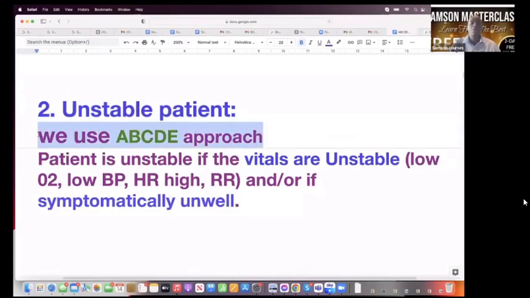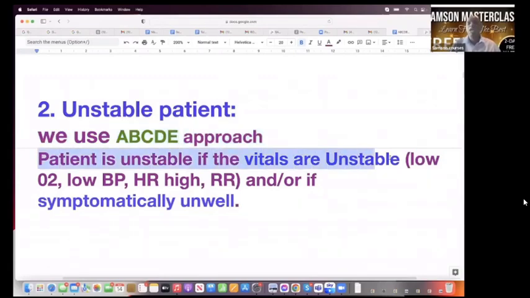If the patient is unstable, then we have to use the ABCDE approach to assess the patient. The patient is unstable if the vitals are unstable or look abnormal, let's say low oxygen, low blood pressure, high heart rate, high respiratory rate. But not only that, you also have to look at the patient. Sometimes, even if the vitals are stable, the patient is very, very unwell.